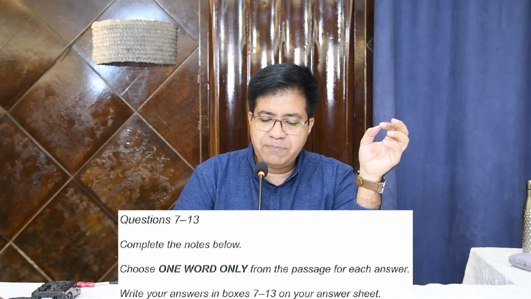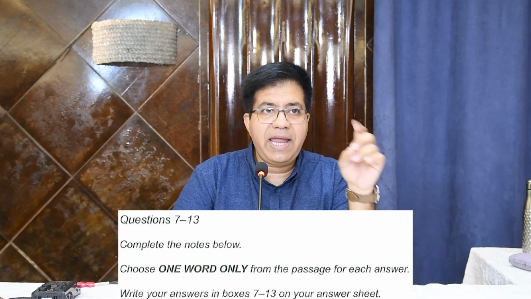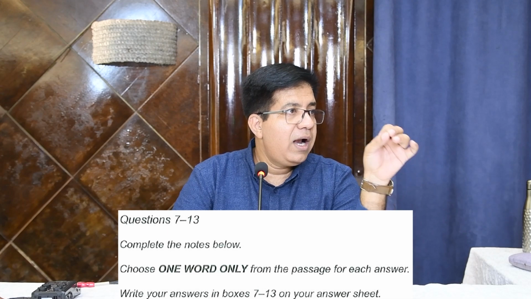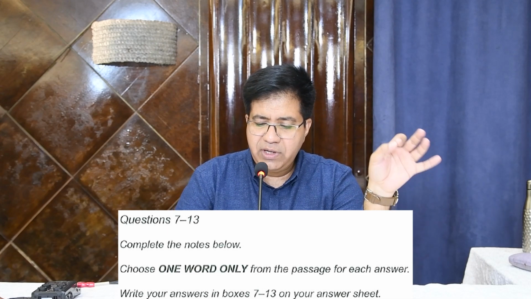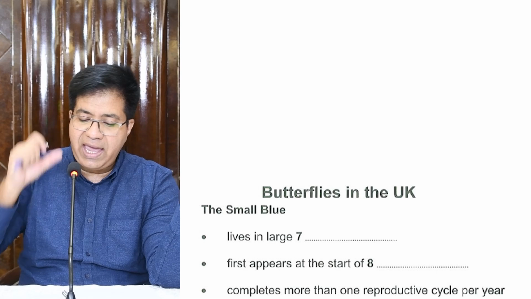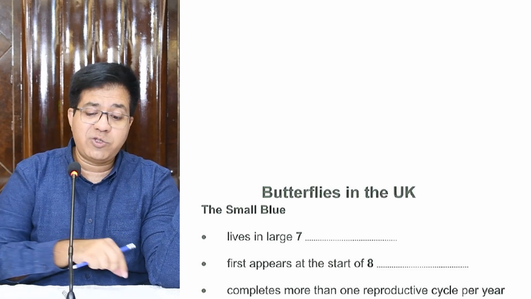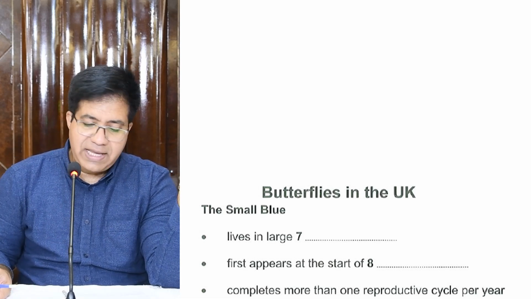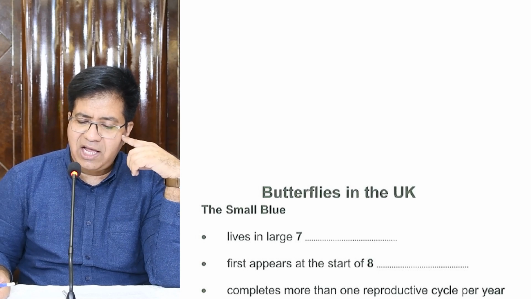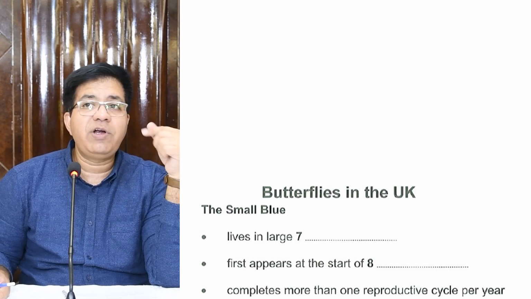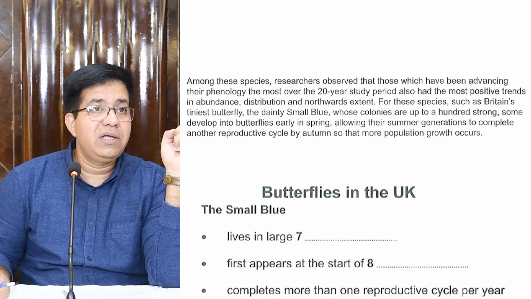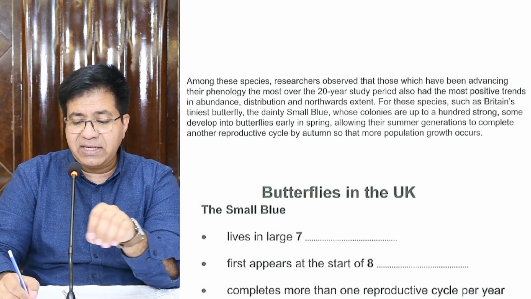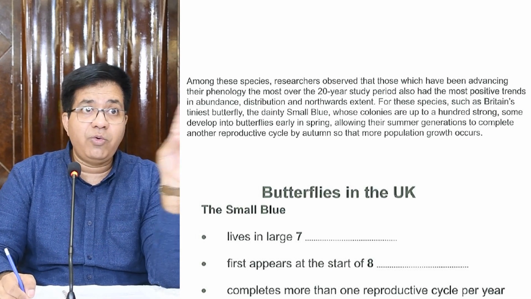Now we go on to questions 7 to 13. Complete the notes below. Choose one word only, and this word will come from the passage. Exactly the same word. Butterflies in the UK. Small blue. Look for small blue. Second page, second paragraph, and there is the word small blue in the third last line. So what do we call it? It is called location.